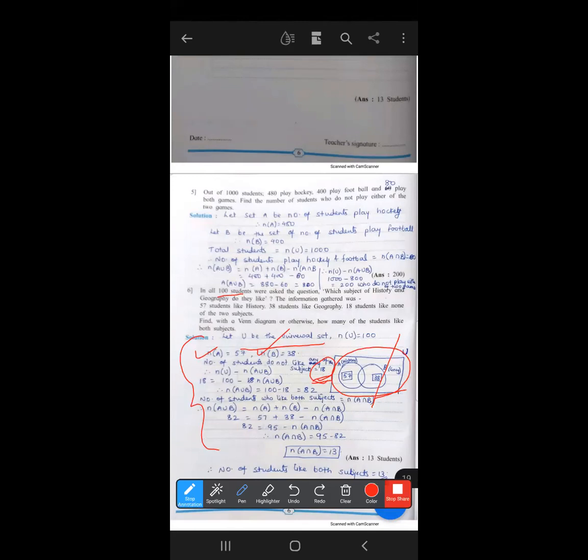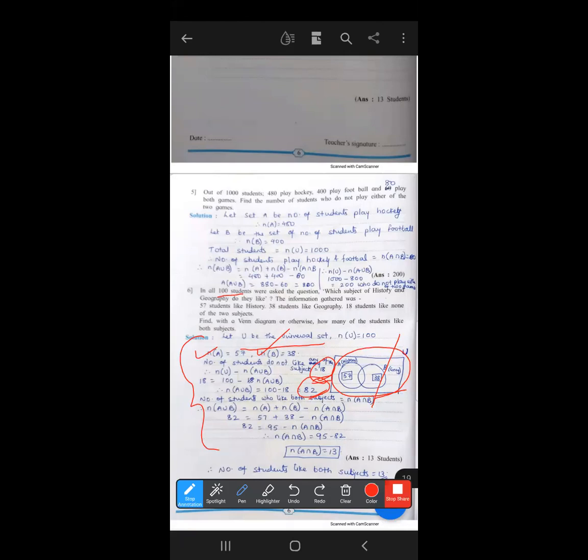Now, what we will do is subtract this 18. So n of U minus n of A union B, which means they do not like any of the subjects. So 100 minus 18 will give you how much? 82. Now these 82 students are such students who like both the subjects. Okay, means they like geography also, they like history also.